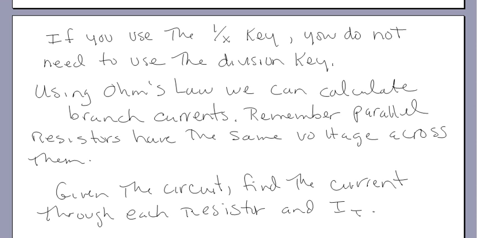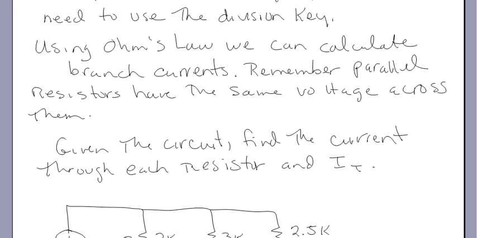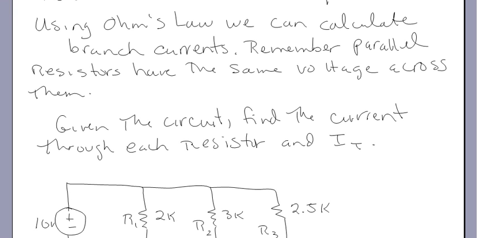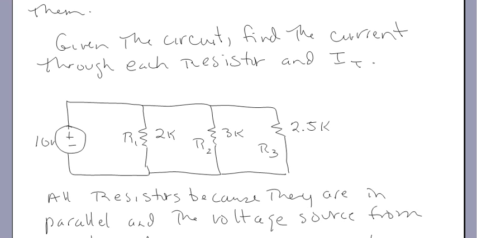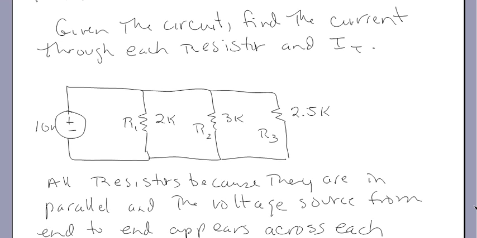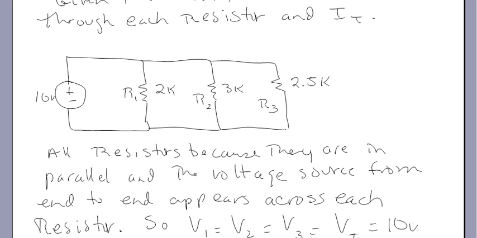Using Ohm's law, we can calculate branch currents. Remember, parallel resistors have the same voltage across them. Given the circuit, find the current through each resistor, and IT. So here we have a 2K, a 3K, and a 2.5K, 10 volts. This 10 volts from end to end is connected across resistor 1, 2, 3. You can see that each top point of the resistor is directly connected to the source, and each bottom point of the resistor is connected to the bottom of the source, so they all have 10 volts.